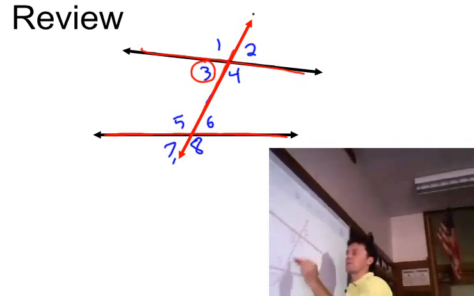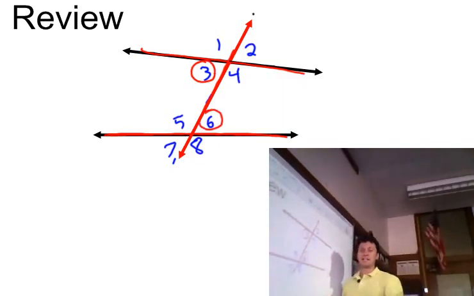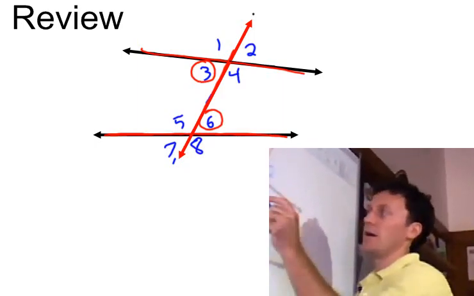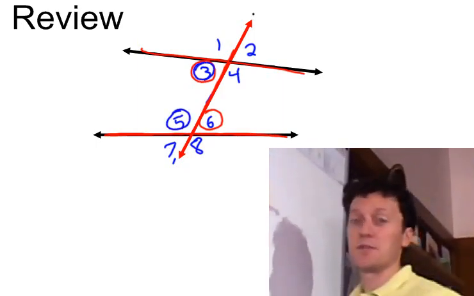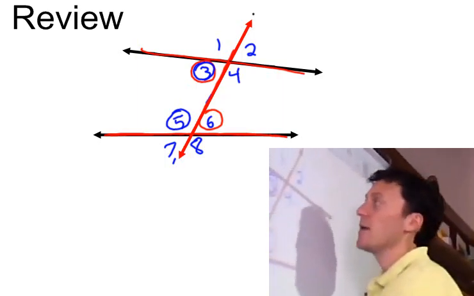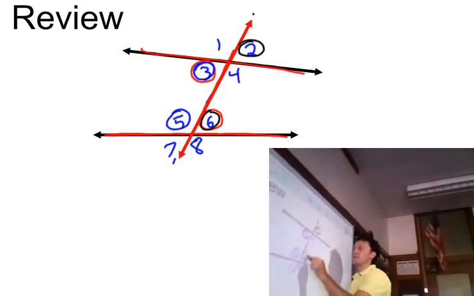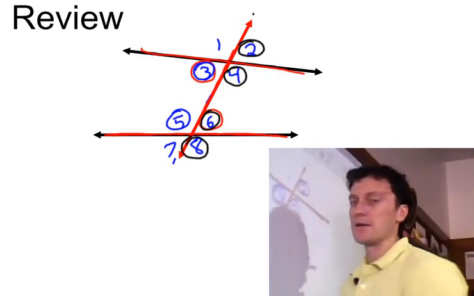We know, for example, 3 and 6, those are alternate interior angles. And we know that 3 and 5, those are same side interior angles. And we know that, for example, 1 and 6, those are corresponding angles. Or 4 and 8, those are corresponding angles.